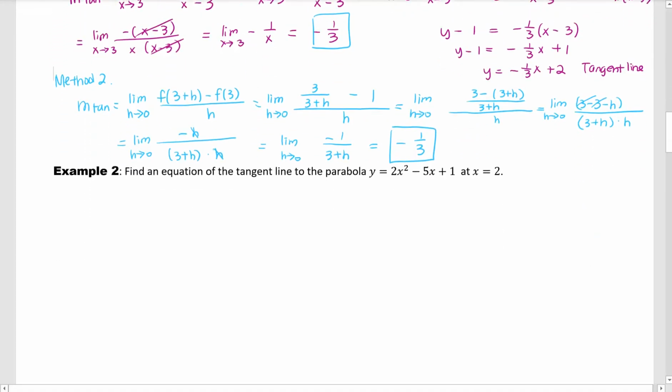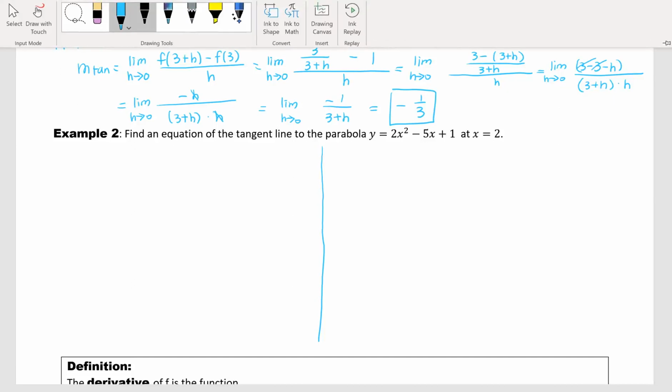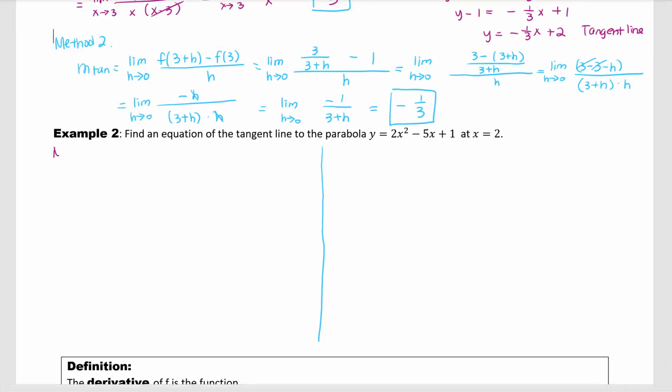Alright, let's continue to look at example 2. For example 2, I also want to solve it in both expressions so that you can compare and see the differences between them. I would like to show you different ways of solving a problem. Alright, so method 1. We want to find the tangent line to the parabola at x equals 2. So m tangent is the limit as x goes to 2 of f of x minus f of 2 over x minus 2.